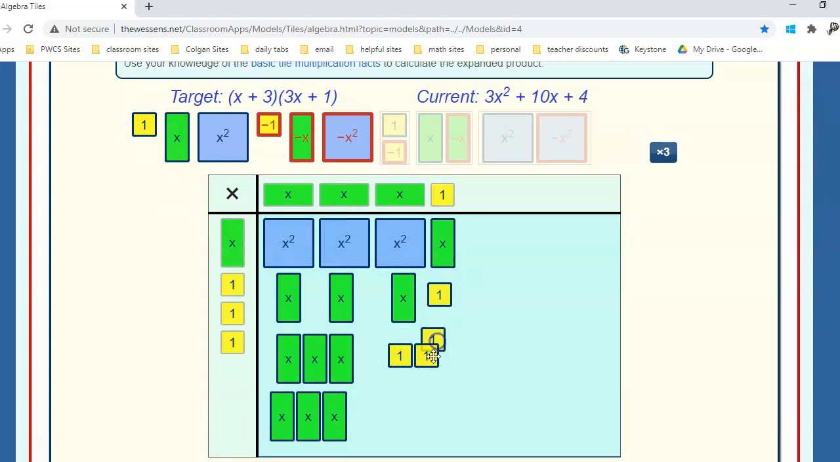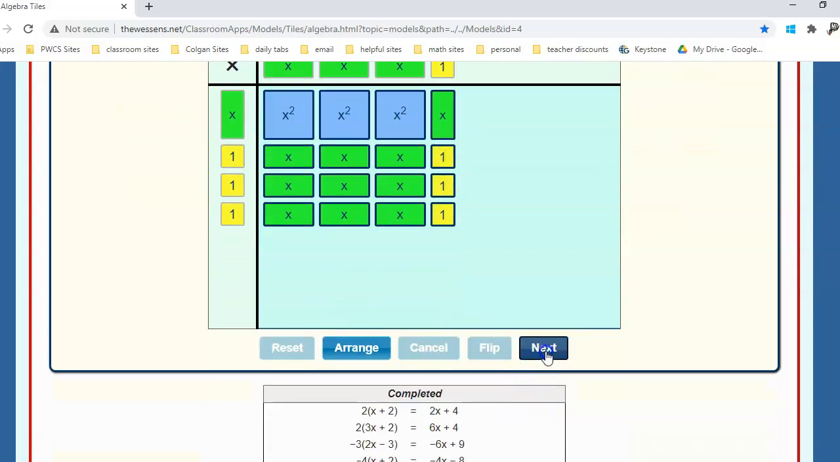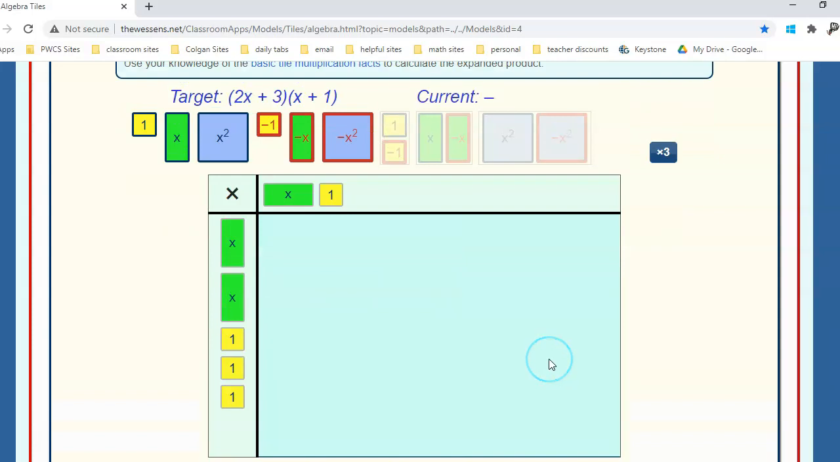I think that was one too many. Right? So again, it's making that rectangle my product of everything combined. So x plus 3 times 3x plus 1 is 3x squared plus 10x plus 3. Let's try some more. So now I have 2x plus 3 times x plus 1.